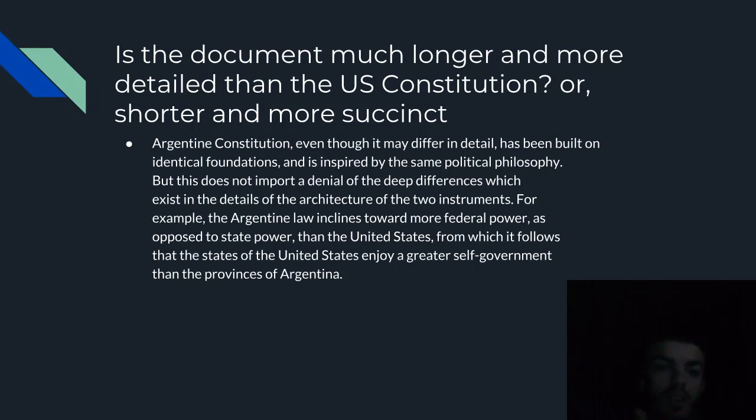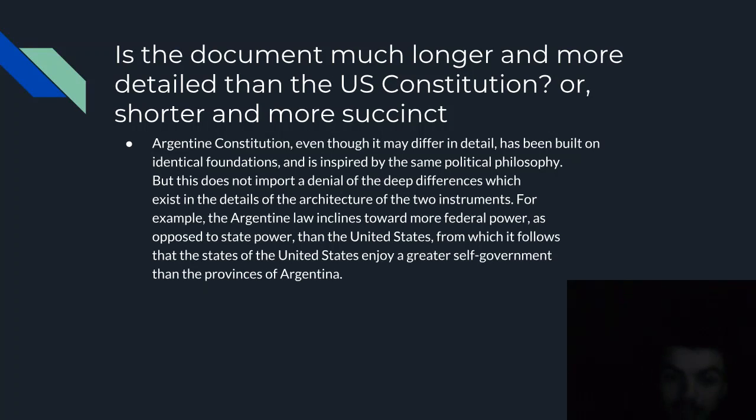But the Argentine Constitution does not imply a denial of deep differences which exist in the details of the structure of the two instruments. For example, Argentine law inclines toward more federal power. That means they want the power of their country to be in the president and government, so they want the president and government to basically run their country.